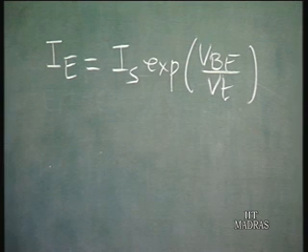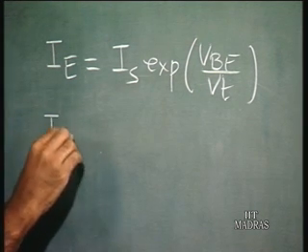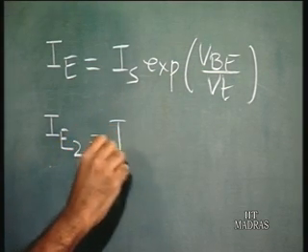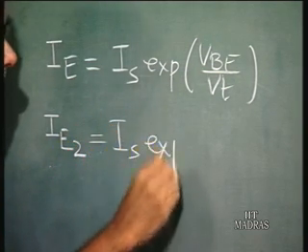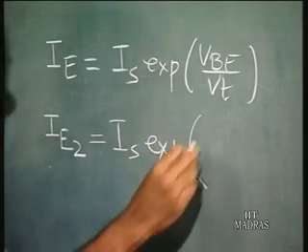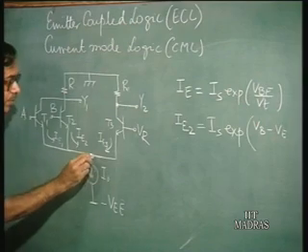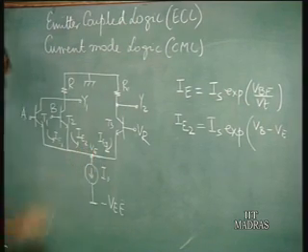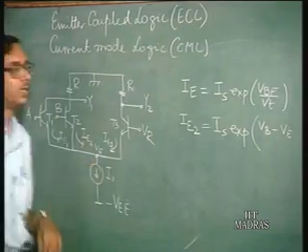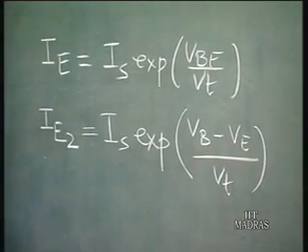So, IE2, that is transistor T2, IE2 is equal to Is exponential VBE, for that is VB minus VE, if we call this common emitter point voltage as VE. So, VB minus VE by VT.